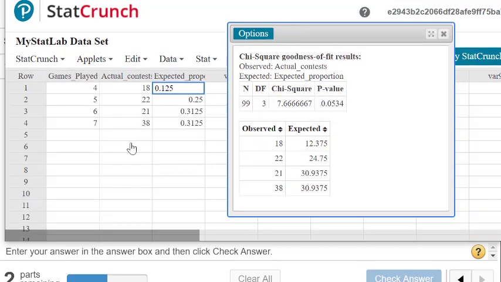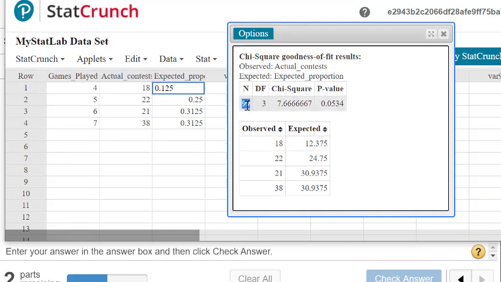So given those expected proportions, it looks like they're counting 99 times that this series has happened, and out of those 99 times, according to the expected proportion, we expect about 12 of those series to go 4 games, so that's a total sweep, and we would expect about 30 or 31 of those to go to either game 6 or game 7. Okay. For the sake of this problem, we're just really concerned about figuring out the test statistic and the p-value.